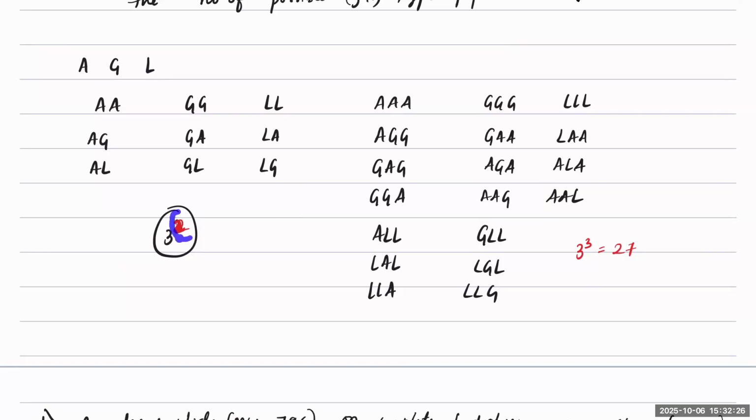So power should be 2, and the number of amino acids is 3. So 3 raised to the power of 2 is 9. Can you see these are all the dipeptides? Similarly, I have A, G and L and I want to make tripeptides. How many possibilities? 3 cubed, that makes it 27. Simple maths. I'm sure you understand that part.